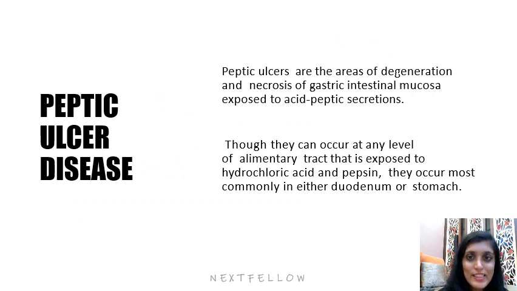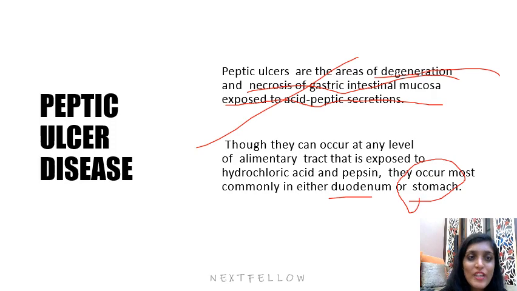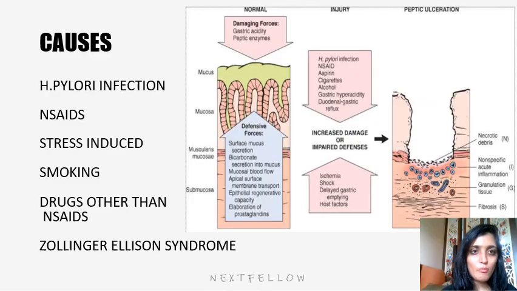So peptic ulcers are areas of degeneration and necrosis of the gastrointestinal mucosa exposed to acid peptic secretion. Though they can occur at any level, the most common areas are either the duodenum, most commonly the first part, or the stomach along the lesser curvature and antrum. Coming to the important causes of peptic ulcer disease, first is H. pylori infection, then NSAIDs, stress-induced, smoking, drugs other than NSAIDs, and Zollinger-Ellison syndrome.